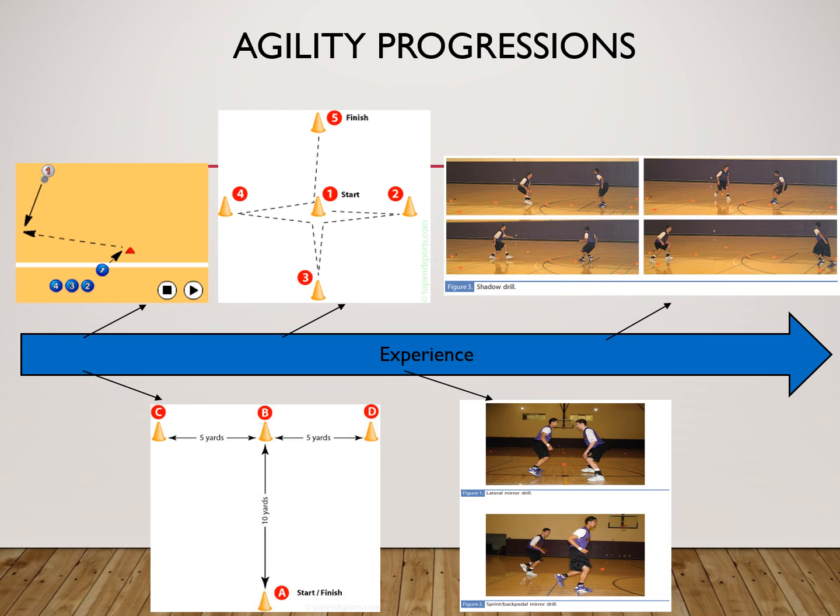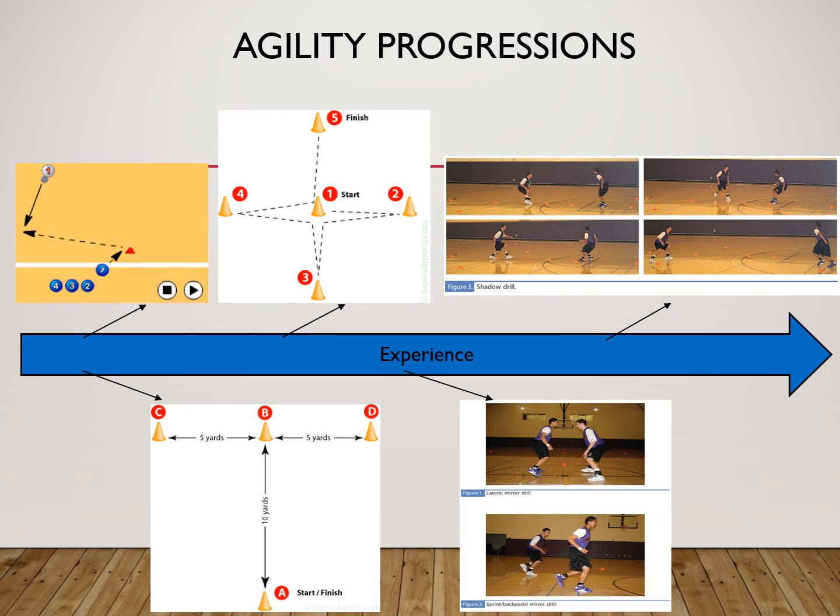Then as they start to develop, they get greater amounts of experience, we can increase that complexity, incorporating things like mirror drills, and then going into even more complexity with shadow drills, where there's much more degrees of freedom of movement. So we're using a wider space. The possibilities for the movement patterns that can be used here are much greater.